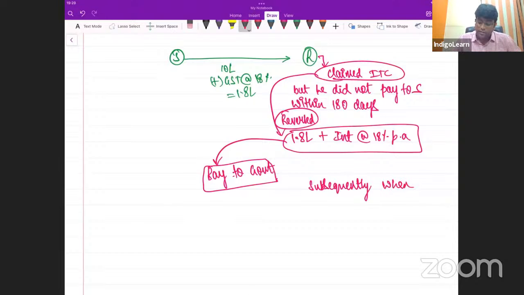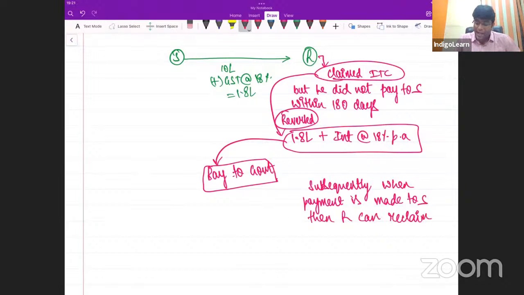But subsequently, when payment is made to the supplier, then R can, who is R? Recipient. Then R can reclaim 1.8 lakhs. So whatever credit he got, he paid to the government because he did not pay the supplier within 180 days. After he makes payment to the supplier, he can again reclaim that credit. That is a point you have to note here.